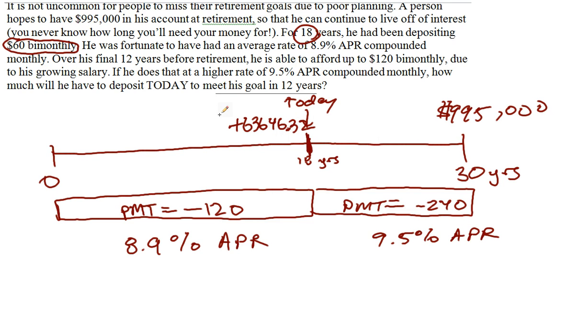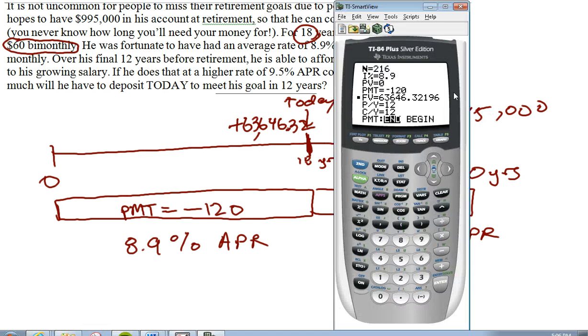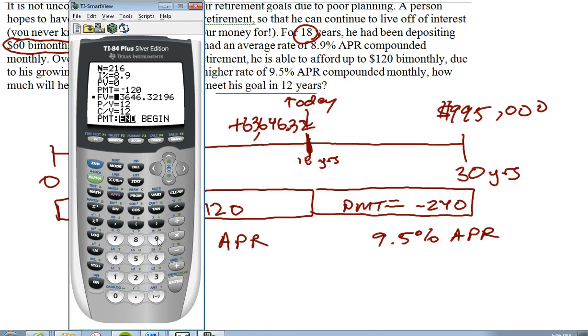Okay, well we can look at that and say, oh man, that's $63,000. That's nothing in comparison to what he wants in 12 years, and that was an 18-year period. So let's figure out what he would need to have at year 18 based on a $995,000 future value. So what we're going to do is come down here and change our future value to $995,000, assuming that he made $240 over that final 12-year stretch.